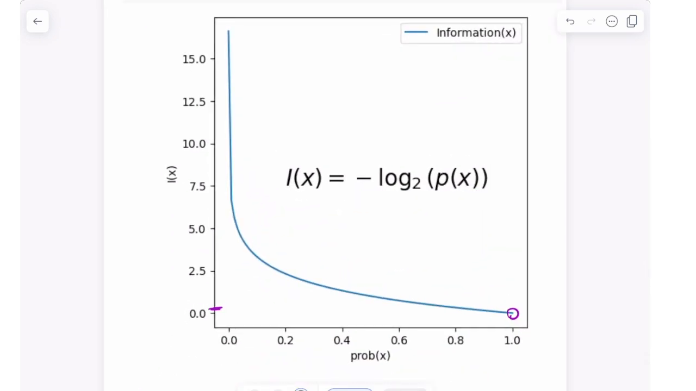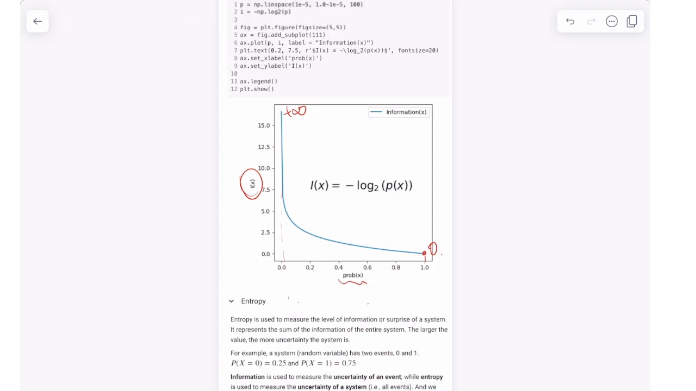So we can see that the value of information is between infinity and 0. It depends on the probability of your observation. Okay, so that is good enough. That is the definition of information.